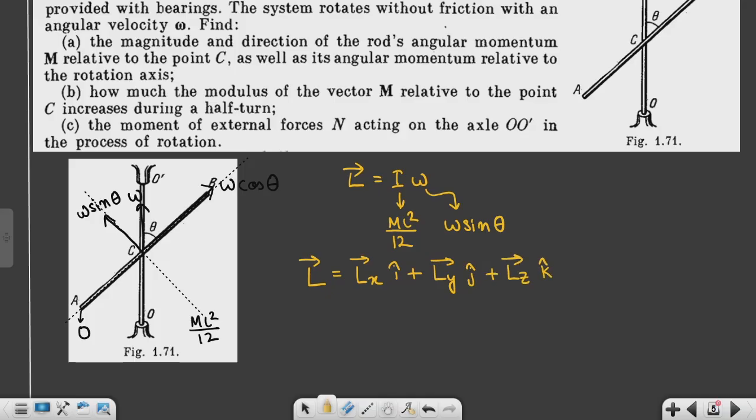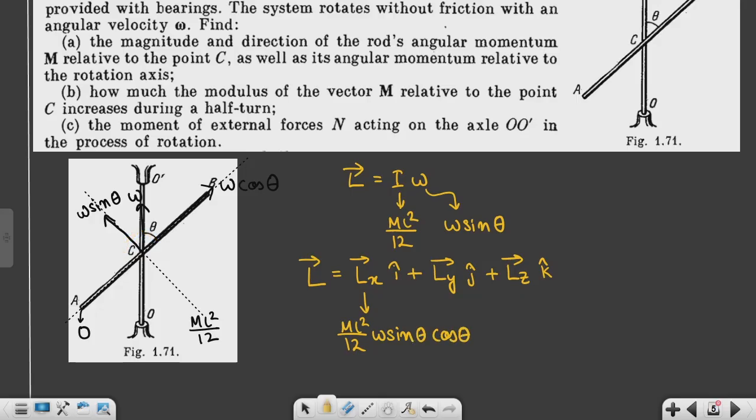That means what I'm basically doing is taking this vector and resolving it into components along the x, y, and z directions. The component of this vector along this axis would be nothing but this angle's cos something. So this is theta, this is 90 minus theta, and this is 90 minus theta, and this is nothing but theta. So Lx is nothing but ml square by 12 into omega sin theta into cos theta, isn't it?